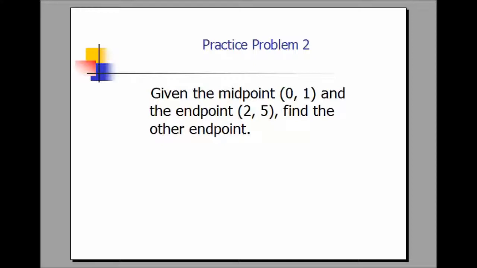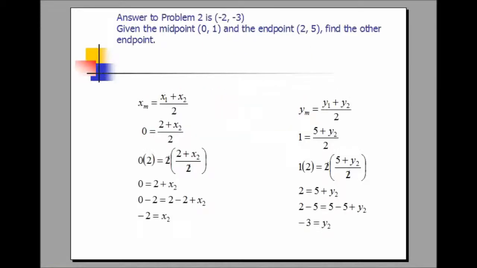Practice problem 2. Given the midpoint 0, 1 and the endpoint with coordinates of 2, 5, find the other endpoint. The answer to problem 2 is negative 2, negative 3.